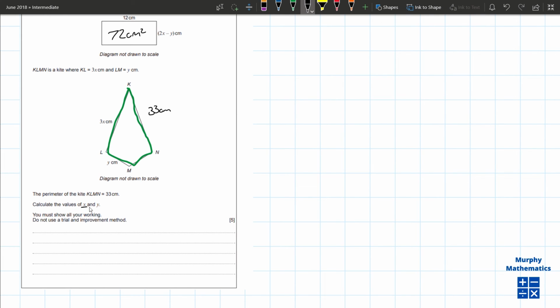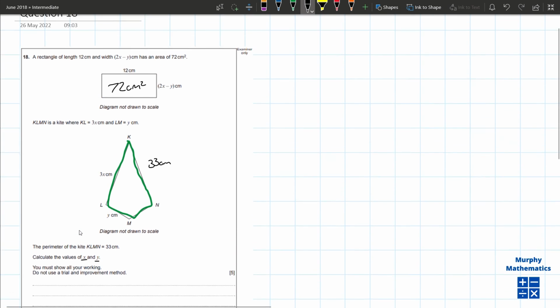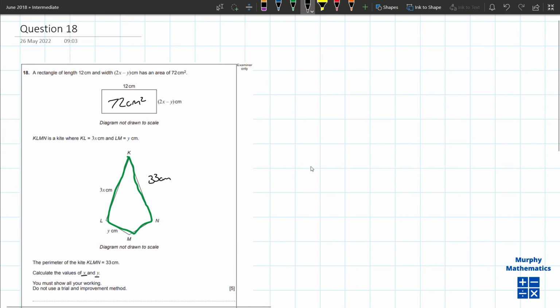Calculate the values of x and y. You must show your workings. Do not use the trial and improvement method. Okay, so let's look at the rectangle first. We're told the area of the rectangle is 72, so we have area of rectangle equals 72 centimeters squared.